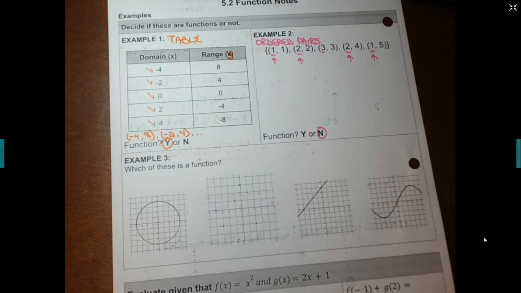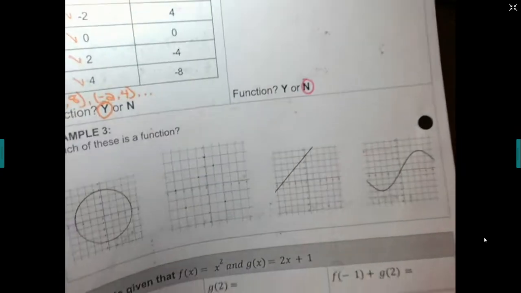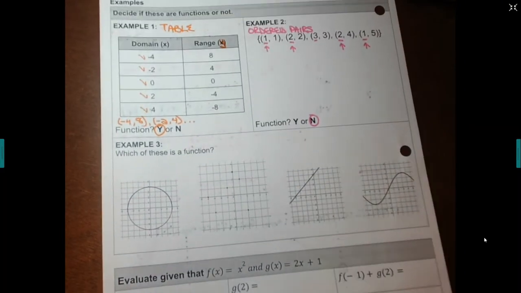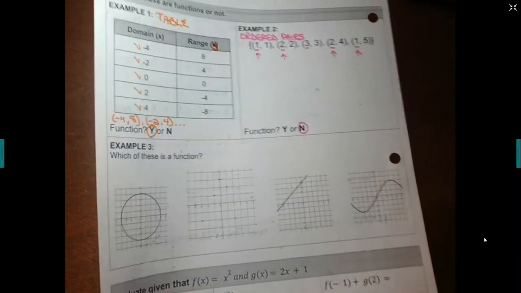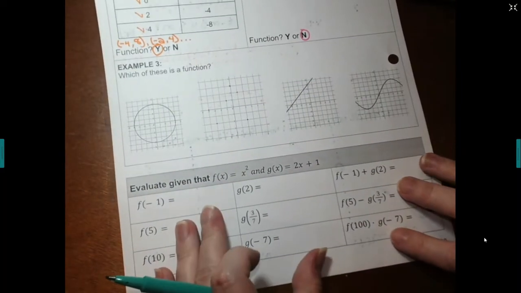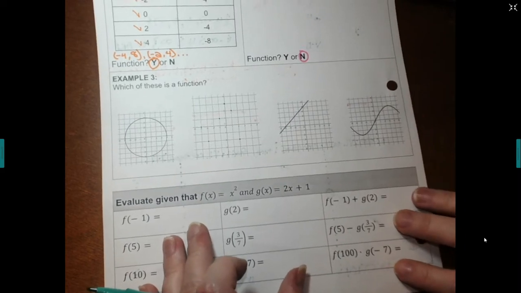Last but not least, let's practice with the vertical line test. So, you know, these markers aren't supposed to bleed through. I don't know what's going on here. I think they're getting a little cheap with the paper.